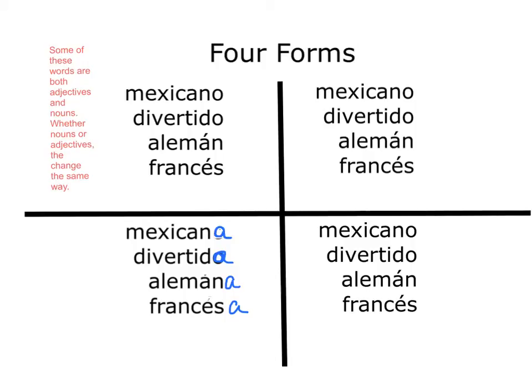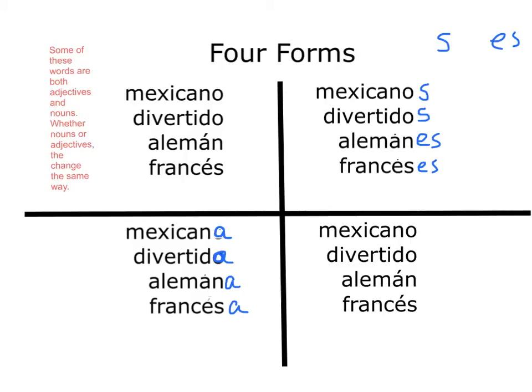Making plurals is pretty easy in Spanish. If the word ends in a vowel, add S. If it ends in a consonant, add ES. So if I have more than one professor and they're Mexican, I'll just add an S, mexicanos. If my professors are fun, profesores divertidos. If they're German, alemanes. And again, I'm going to have to lose that accent. Same thing if my professors are French, franceses.